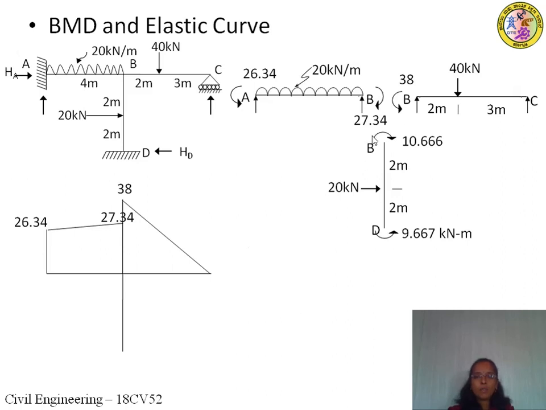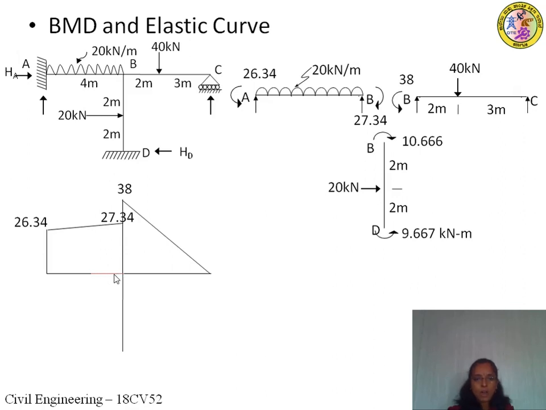Next for the vertical member, use the thumb rules. The thumb is moving towards the left side of the vertical member, so mark it towards the left side of the vertical member for 10.66.